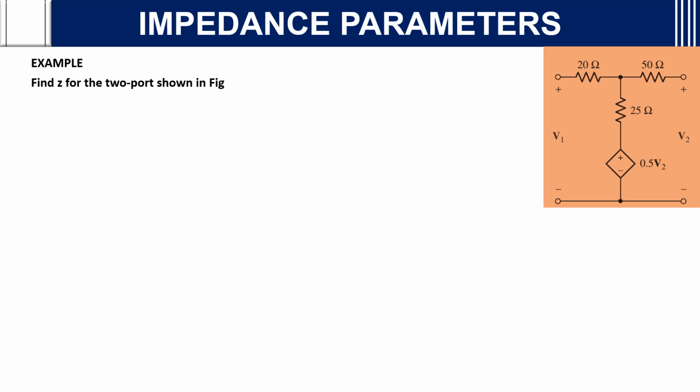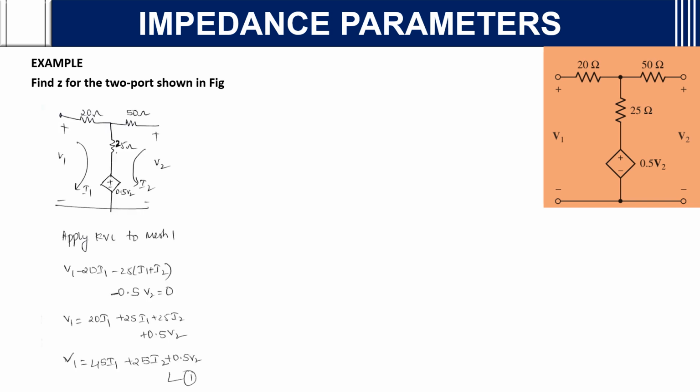Next question. Find the Z parameters for the two port shown in the figure. Here, if you see, there is a 20 ohm, 50 ohm, 25 ohm and there is a dependent voltage source, a voltage dependent voltage source. So what to do? Same way, consider two currents I1, I2, and apply KVL to mesh 1 and mesh 2.